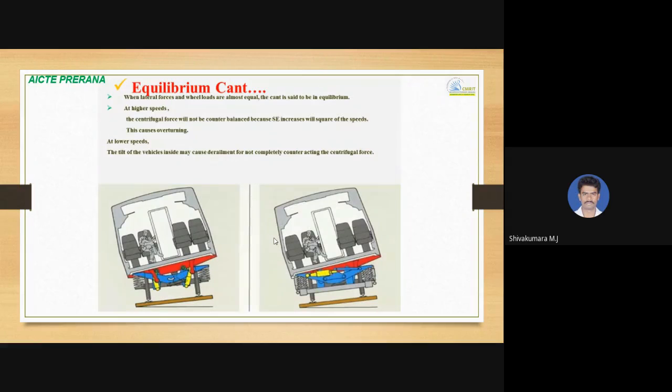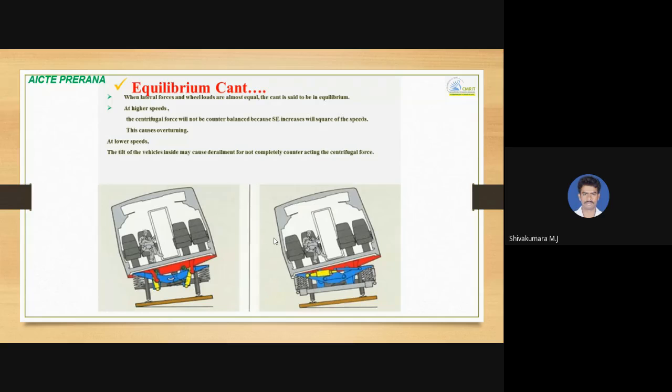Under that, next is equilibrium cant or equilibrium super elevation. When lateral forces and wheel loads are almost equal, when both are almost equal, the cant is said to be an equilibrium cant.